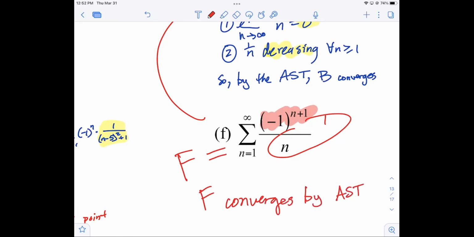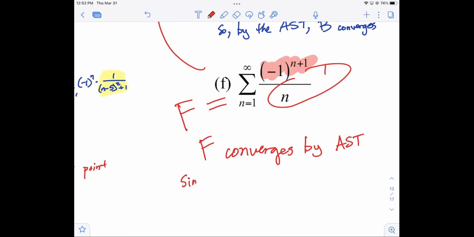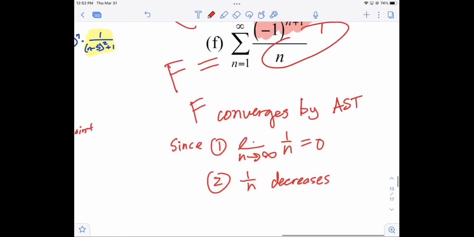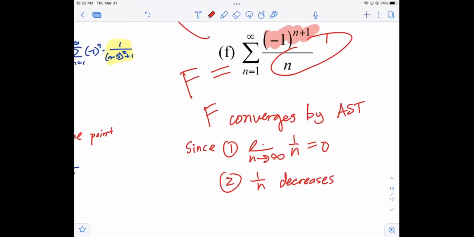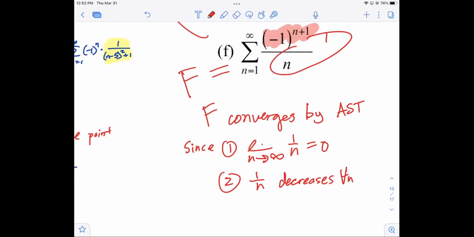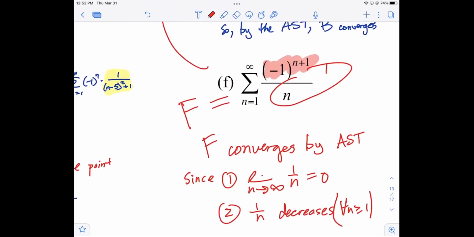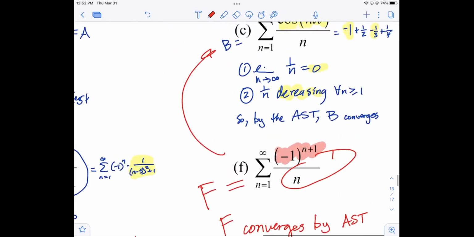Now, if you answer it in a free response, you would have to say since, number 1, the limit as n goes to infinity of 1 over n equals 0, and number 2, 1 over n decreases. You could just say decreases. If you want to say for all n greater than or equal to 1, that's true, but that's an optional thing. So this is another conditionally convergent alternating series. Now, is it equal to the one up above?